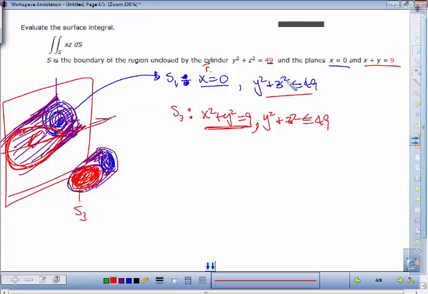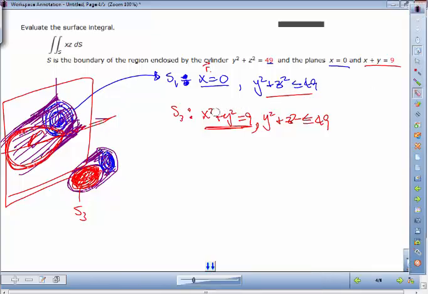Tim? X's and Y's aren't squared. Yes, thank you. I was getting carried away with circles. You guys taking notes in pencil?